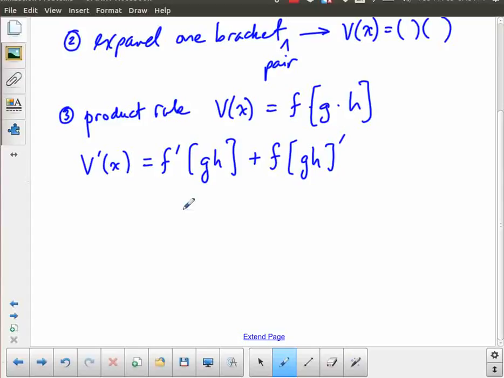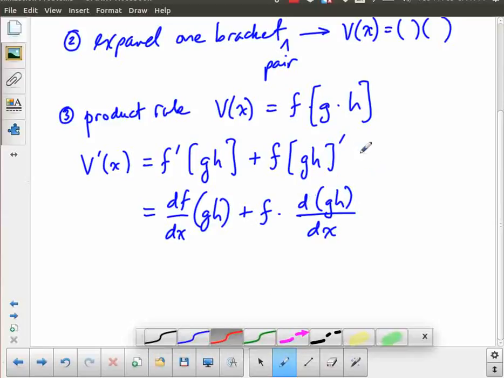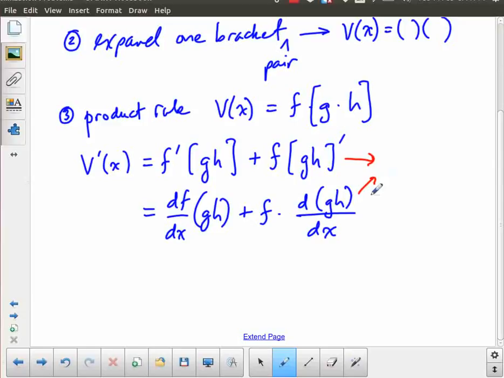A better notation for this would be to use Leibniz notation. So that would be df by dx multiplied by gh plus f multiplied by d of gh by dx. So I take the derivative of f and leave the other two alone. Then I leave f alone and I multiply that by the derivative of the other two.